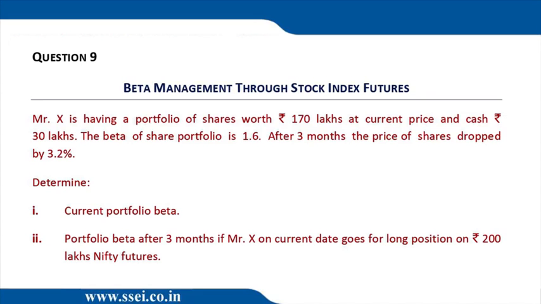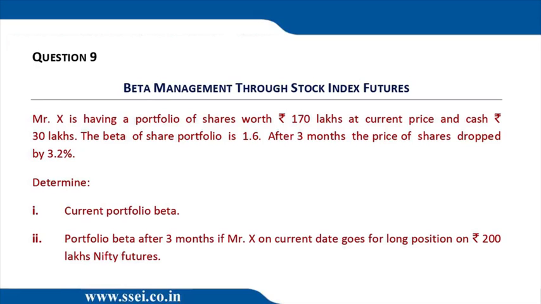Question 9 on beta management through stock index futures. Very important sum, very frequent in the exam. It's given that we have a portfolio of shares worth 170 lakhs at current price and cash 30 lakhs. So 200 lakh portfolio. Beta of the share portion is 1.6. After 3 months, price of the shares have dropped by 3.2%.